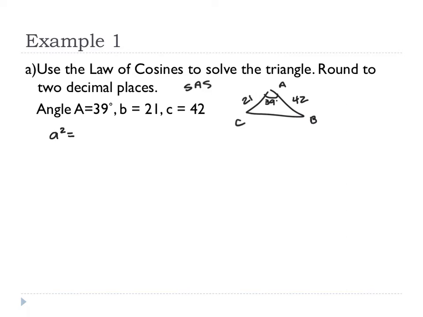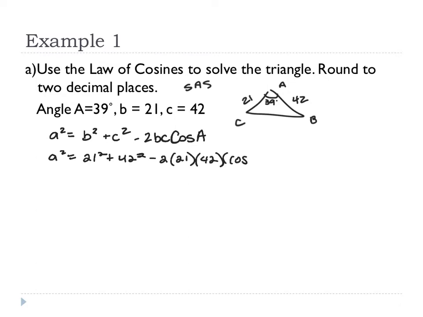A squared equals the other 2 sides, so B squared plus C squared, minus 2 times those sides, times cosine of the angle that matches the letter we're finding. So I get A squared equals 21 squared plus 42 squared minus 2 times 21 times 42 times the cosine of angle A, which is 39 degrees. So then I can type that whole thing in the calculator. It's smart enough that order of operations holds true. So 21 squared plus 42 squared minus 2 times 21 times 42 times the cosine of 39. I don't have to worry about any kind of parentheses there.